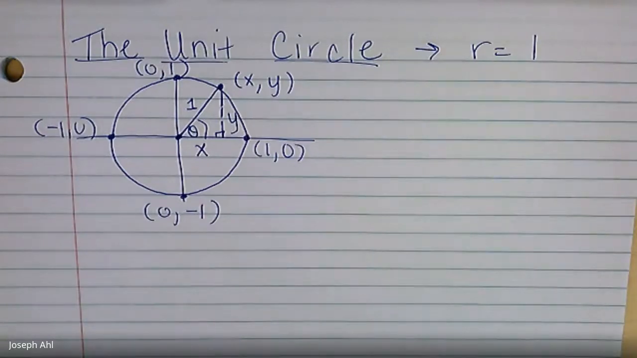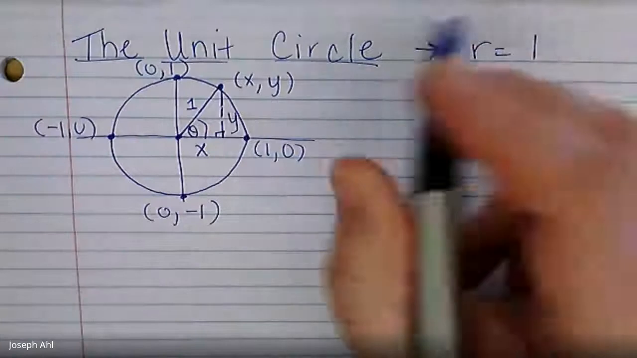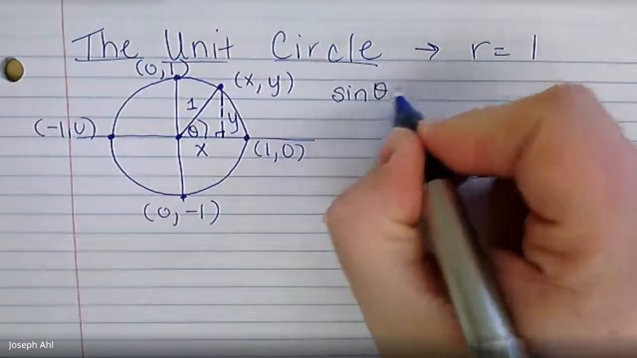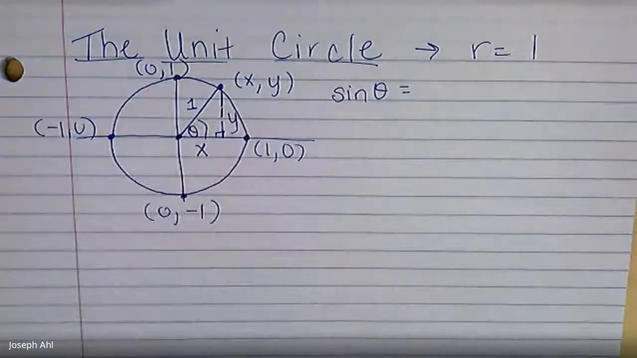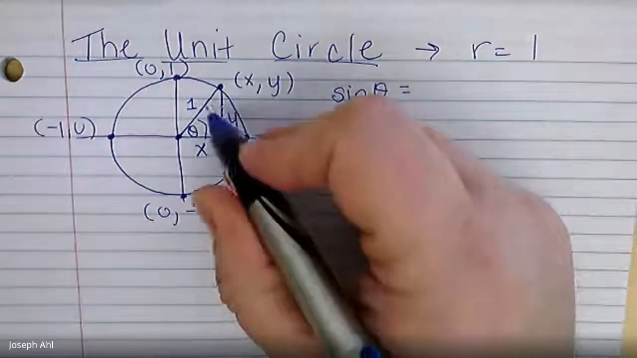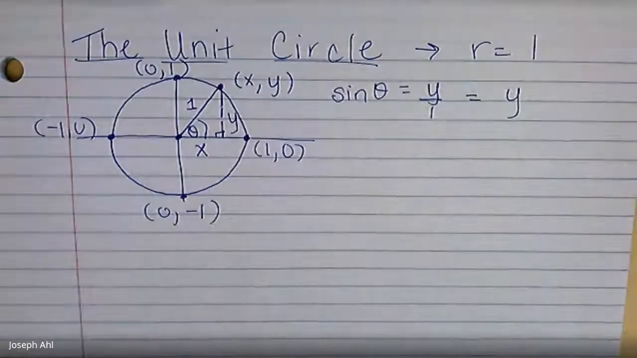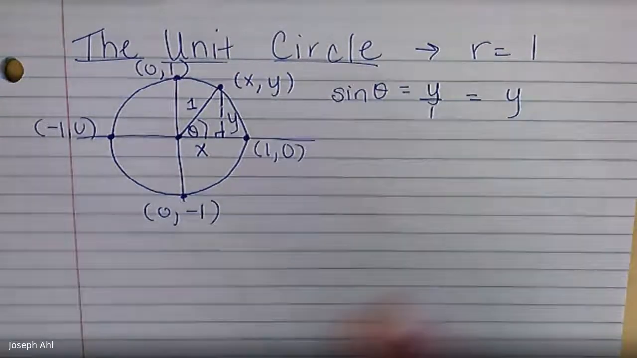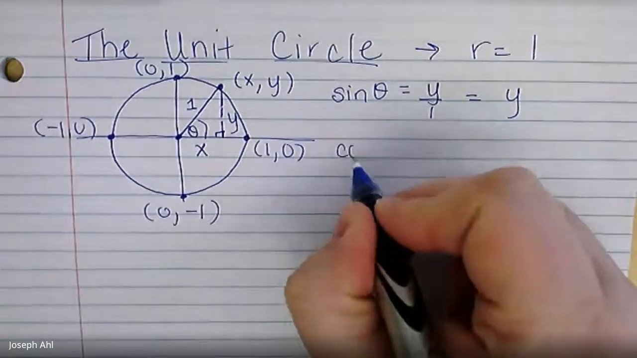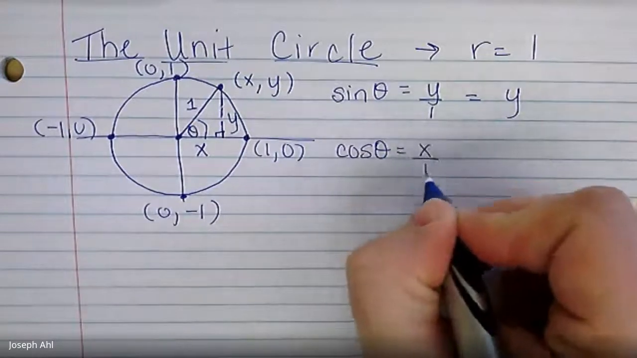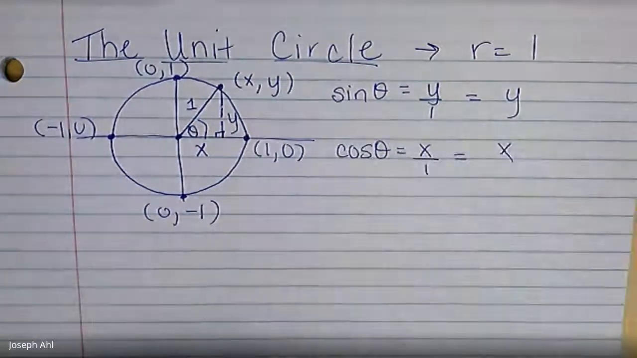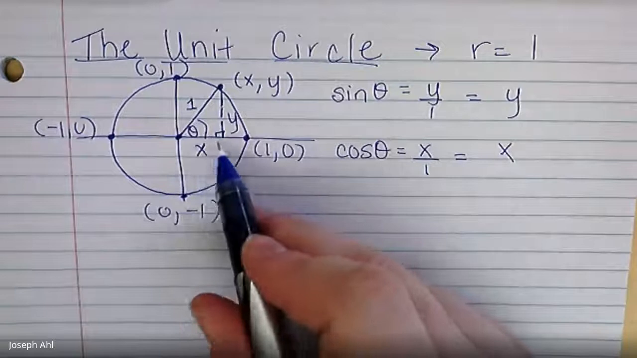And what I want you to do is fill in 2 ratios for me. Figure out what is sine of theta based on this picture. So sine of theta would be opposite over hypotenuse. That's y over 1, which is just y. And cosine of theta would be x over 1, which is just x, right? Adjacent over hypotenuse.